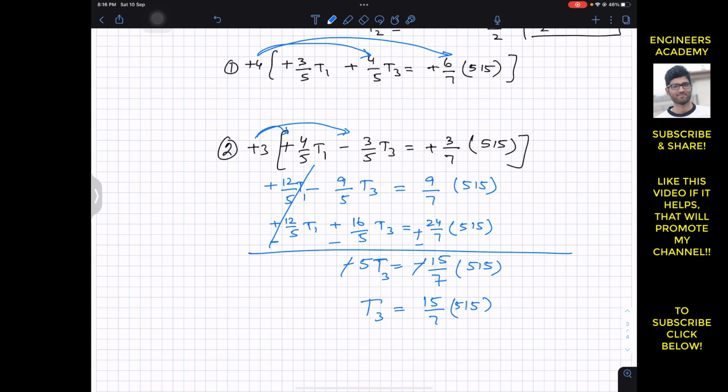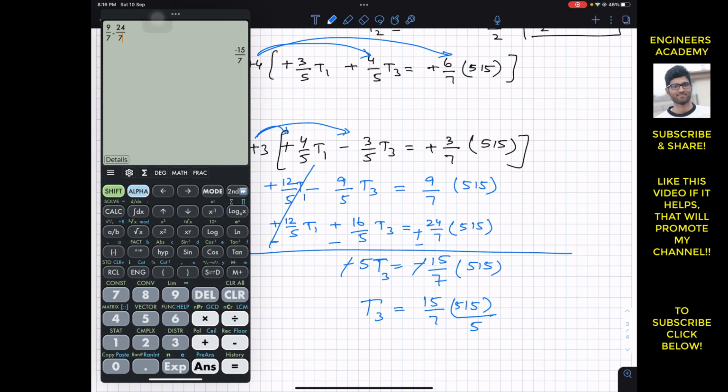This is 515, and here we have 5, so we need to divide both sides of the equation by 5. So we can say that this is 15 into 515 divided by 7 into 5. So this gives us T3 approximately equal to 221 newtons. So now we know T3.